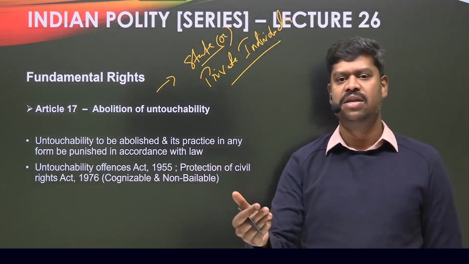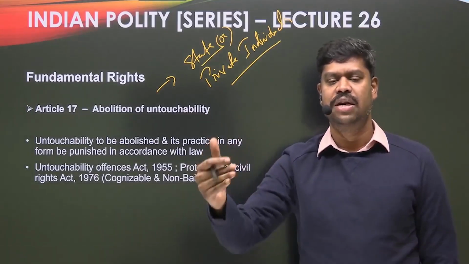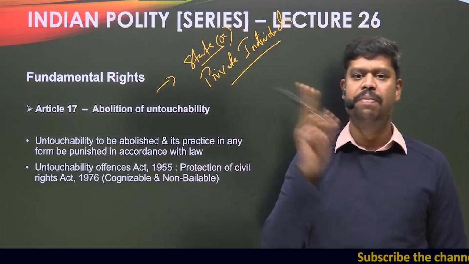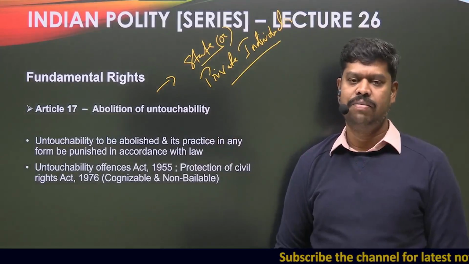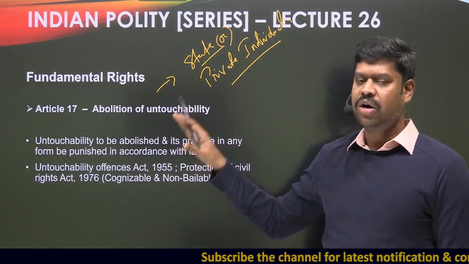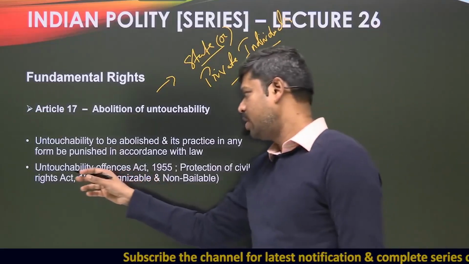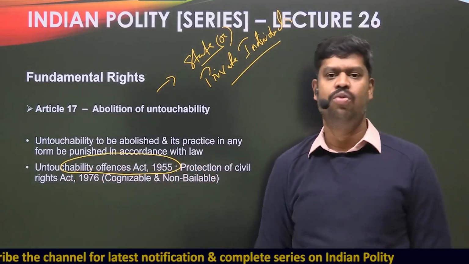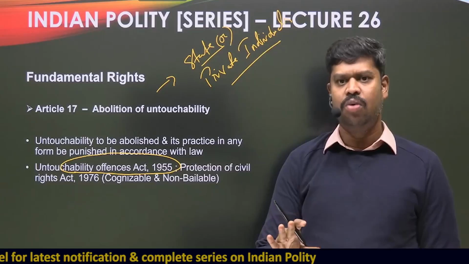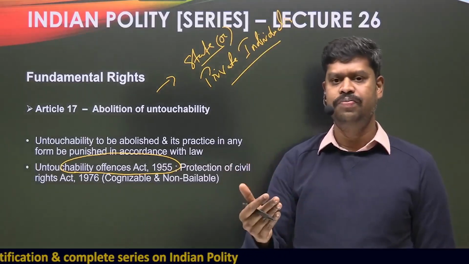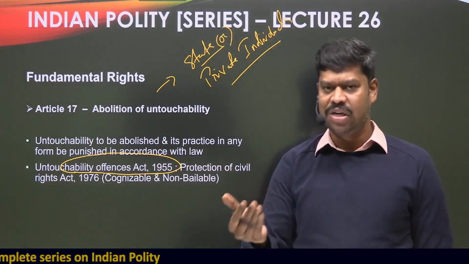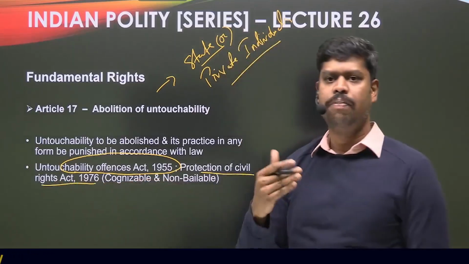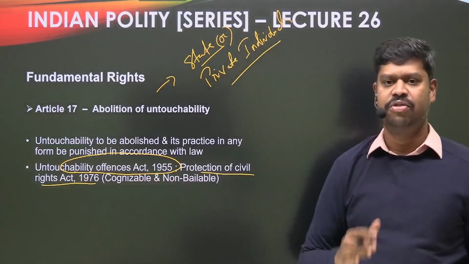And if they engage in the practice of untouchability, you are violating the fundamental rights of others who are subjected to it, and you shall also be punished as per the law made by Parliament. In line with the spirit of Article 17, Parliament enacted the Untouchability Offences Act 1955 to punish people engaging in untouchability. But this law was not broad or very effective, and hence it was amended and renamed the Protection of Civil Rights Act 1976, which is more competent and more effective than the previous version of the law.